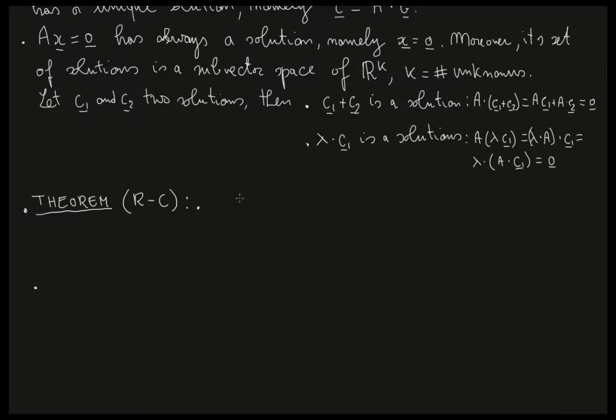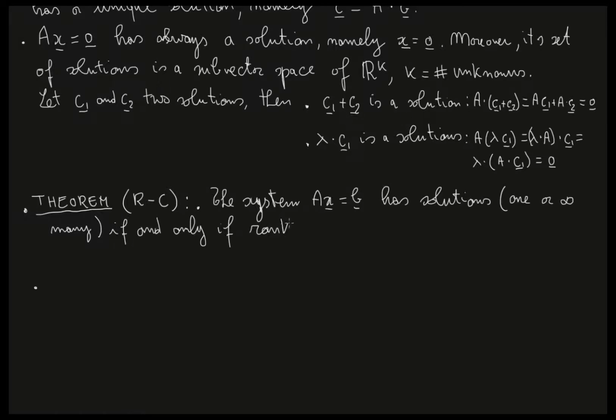So let's state the theorem. The system AX equals B has solutions, which means not necessarily more than one, maybe one or infinitely many. We have seen in previous lectures that there is no other possibility for existence of solutions. It's either finite, which means just one solution, or infinitely many. If and only if the rank of A equals the rank of the matrix (A, B).